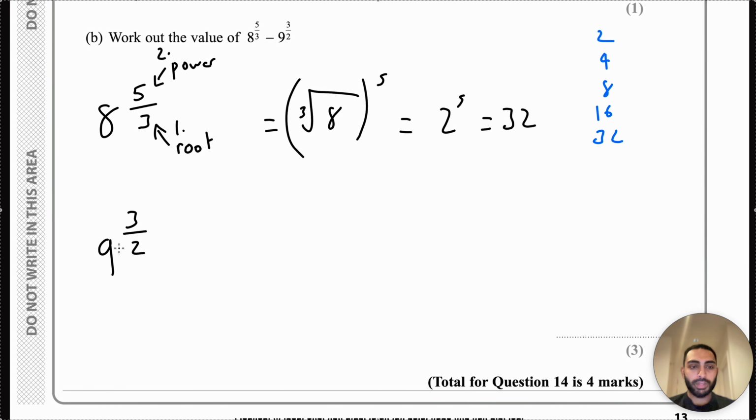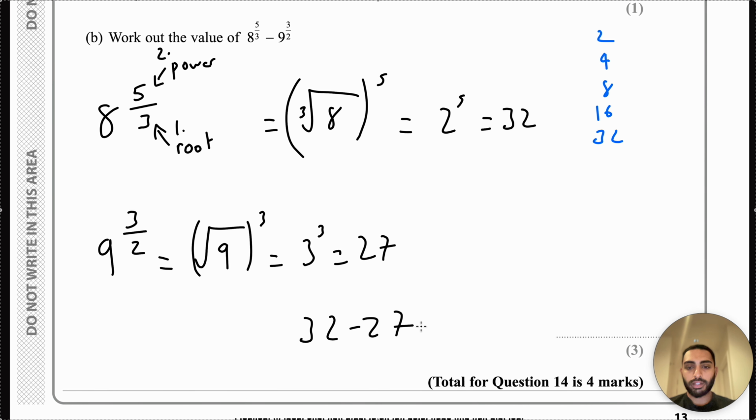That's that one done. Same thing with this one, I need to find the second root, so I'm finding the square root of 9, and then I need to raise it to the power of 3. Square root of 9 is 3, and 3 cubed, 3 times 3 times 3 is 27. Final step, just need to take them away from each other. So 32 take away 27, which is equal to 5.